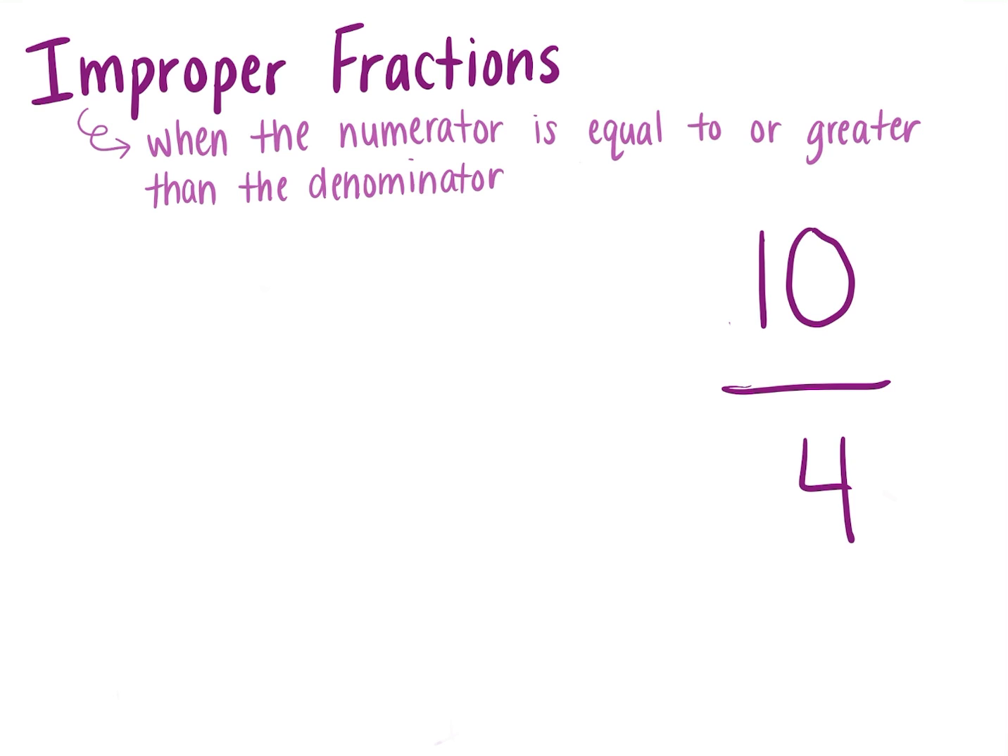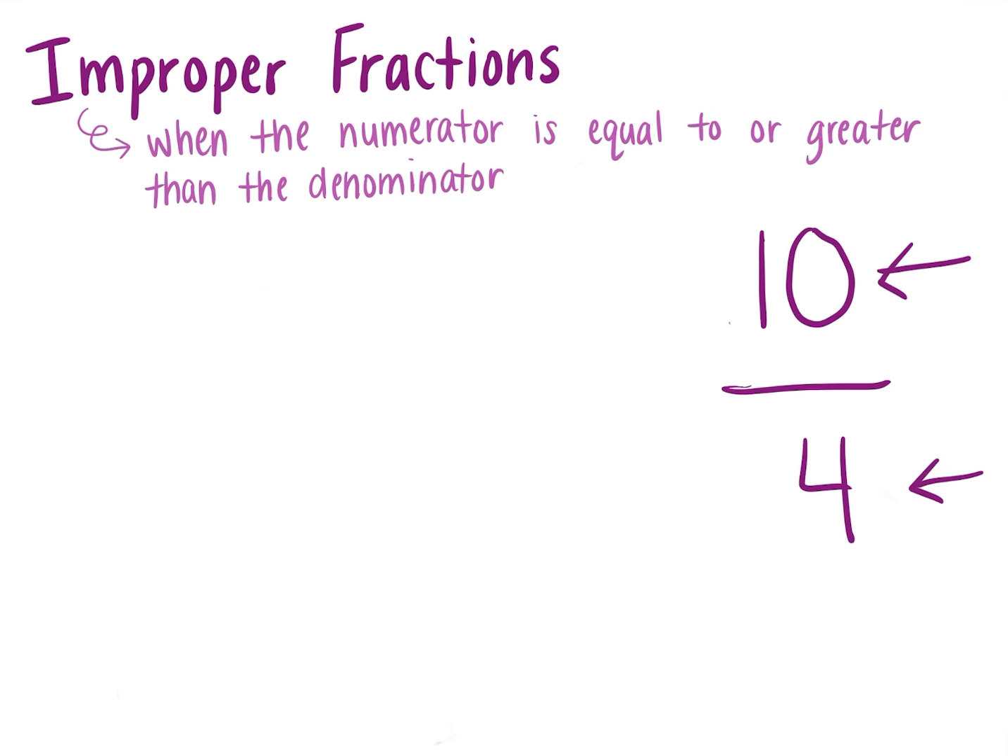The same thing is true though. The numerator is still the shaded in parts and the denominator is still the total, okay? So we're going to have 10 shaded in parts and we're going to have them divided into 4 sections. So let's start out by trying to model what this fraction would look like.